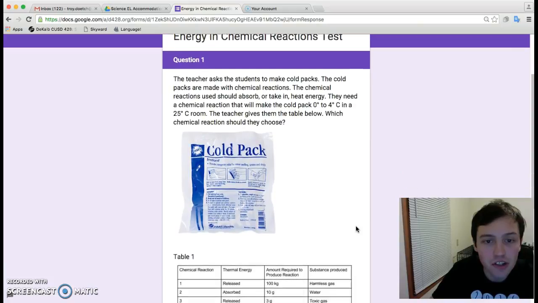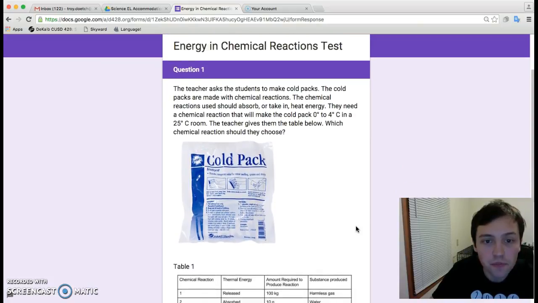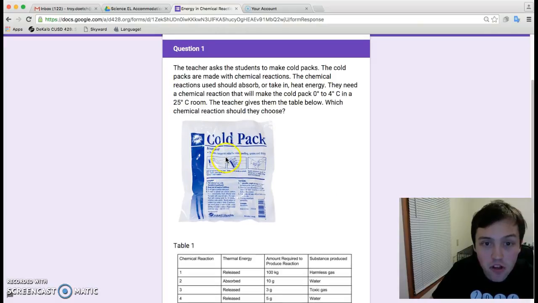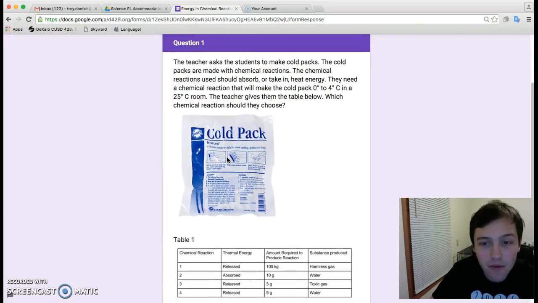Energy and chemical reactions test, question 1. The teacher asks the students to make cold packs. The cold packs are made with chemical reactions. The chemical reactions used should absorb or take in heat energy. They need a chemical reaction that will make the cold pack 0 degrees to 4 degrees Celsius in a 25 degrees Celsius room. The teacher gives them the table below. Which reaction should they choose?